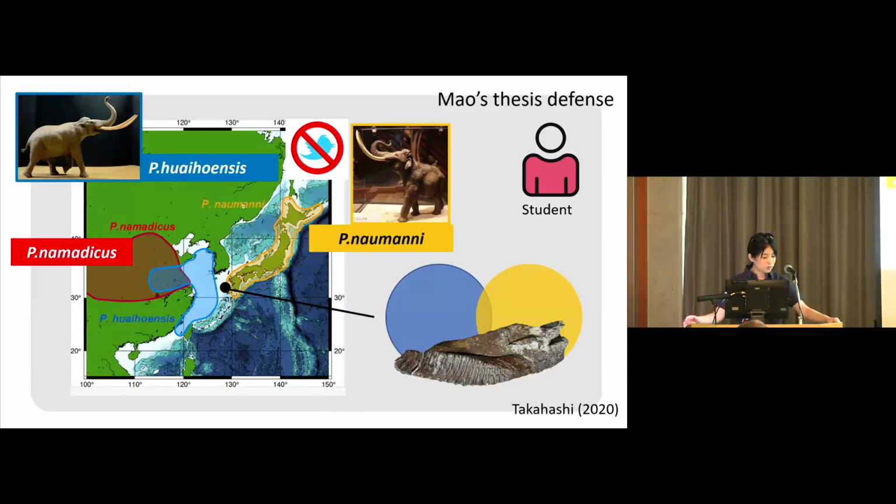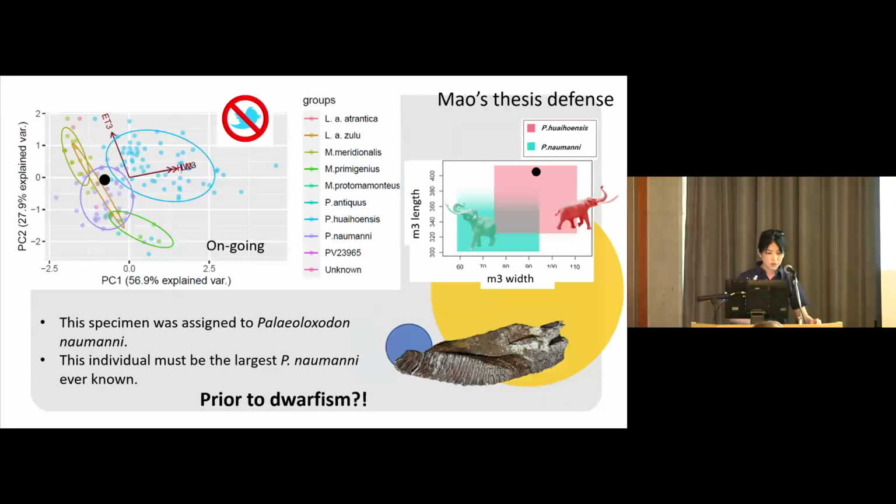It was found at the boundary between the estimated distribution of a Taiwanese Paleoloxodon called huaihoensis, and the distribution of Paleoloxodon naumanni. So it's in the boundary, and my student Mao was very interested to know which species this fossil belongs to. So Mao conducted a multivariate morphological analysis for her senior thesis. She still has to get lots of data before she makes any conclusion, but based on her limited data, she suggested that the specimen should be assigned to Paleoloxodon naumanni, the Japanese species.